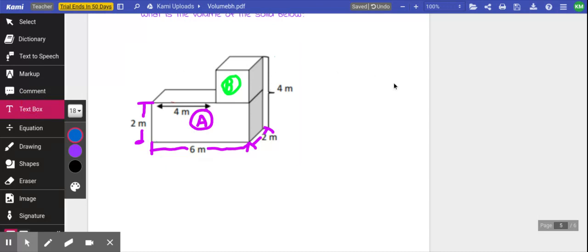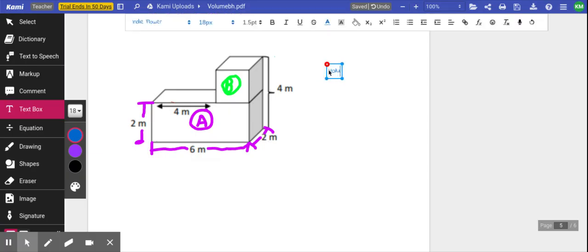So let's go ahead and put it into our formula. So volume is equal to length times width times height. Let's go ahead and enter in the numbers. So our length is 6, our width is 2, and our height is 2. Then we will go ahead and put in our answer: 6 times 2, we know that is 12. And then we could do 12 times 2, which gives us 24.